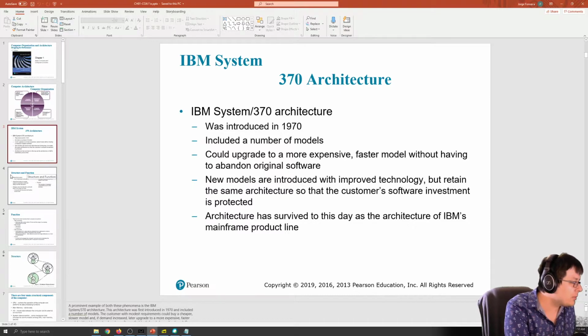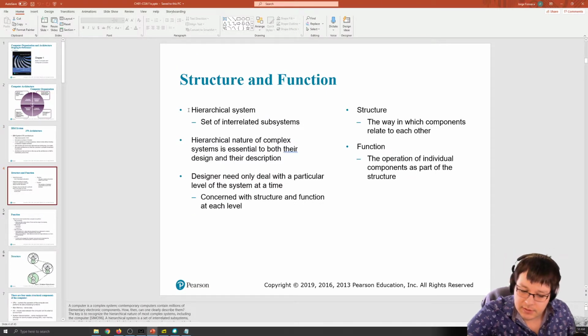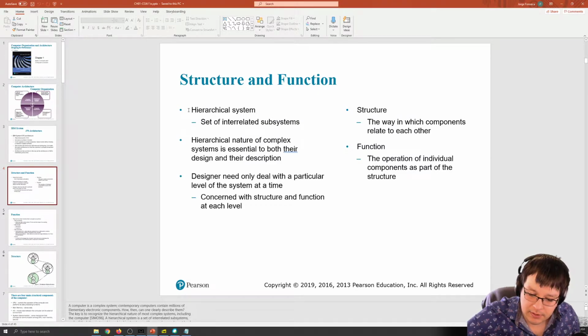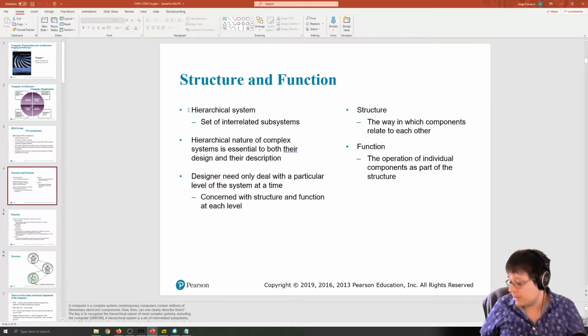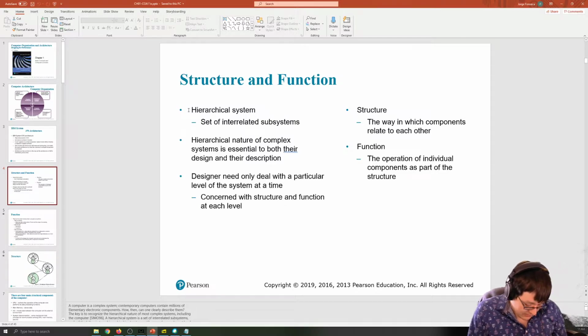So now we get to 1.2, which was structure and function. And let's see what I have about that here. Okay, so I have my car example, and I'll get to that. But first, let's just look at the basic definitions that we have in the book.